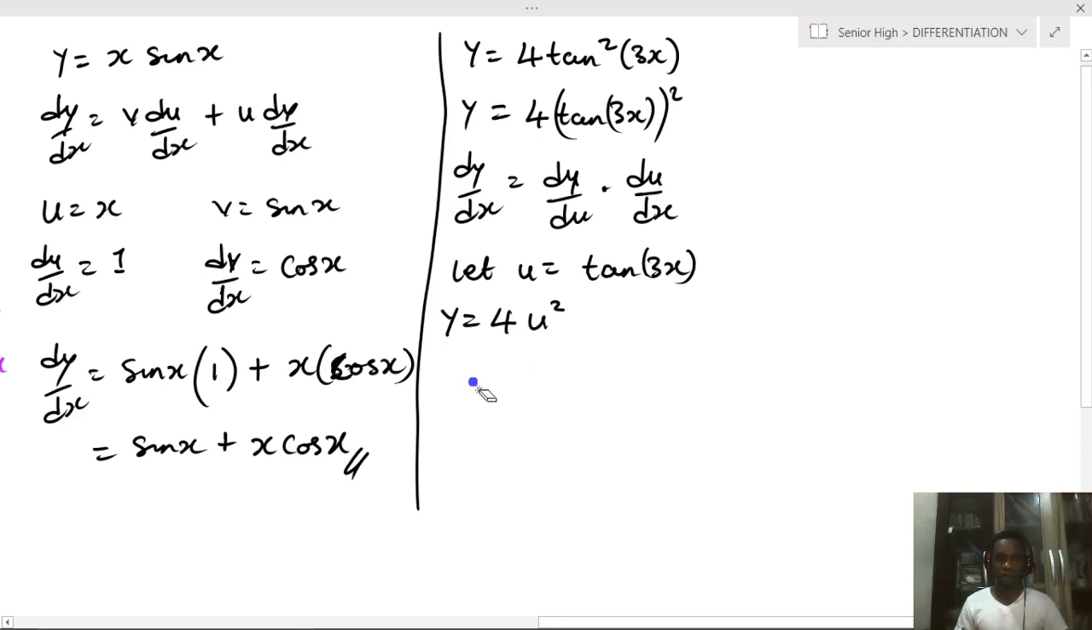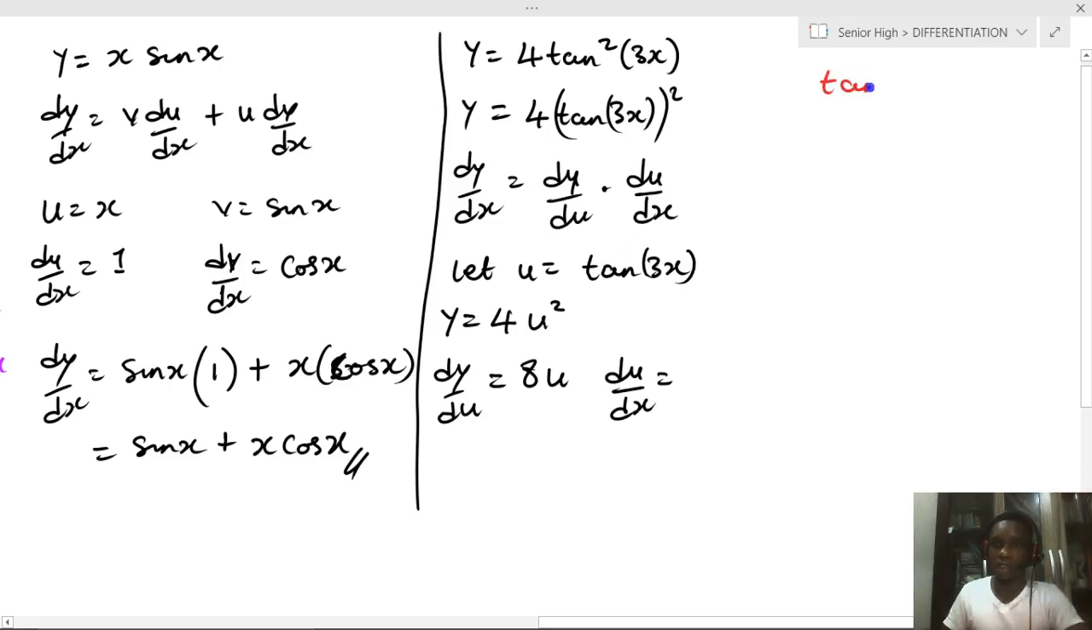So let's find the differentiation first of all. To find it, let's take the value of dy du. dy du will give us what? 2 multiplying 4 will give us 8u, and our du dx will give us what? To differentiate tan 3x, how do we do it? This will also give us another chain rule inside it. Let's solve this one outside here.